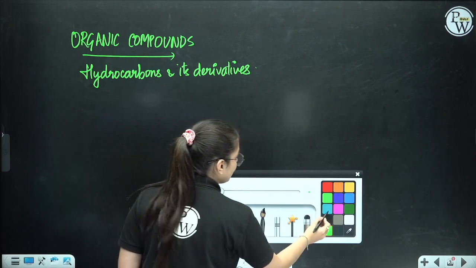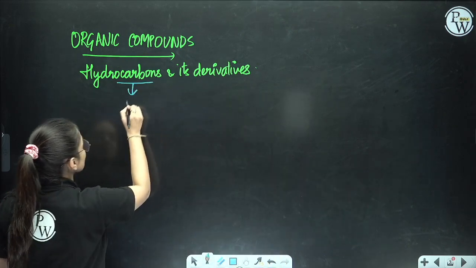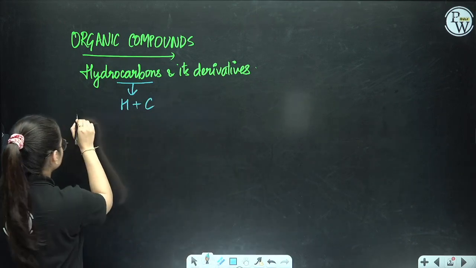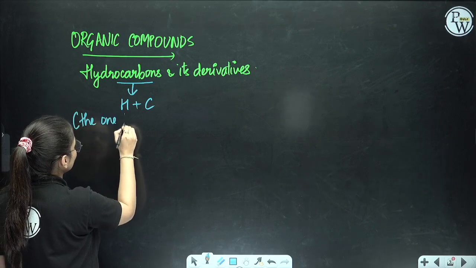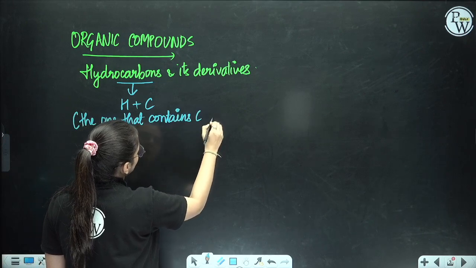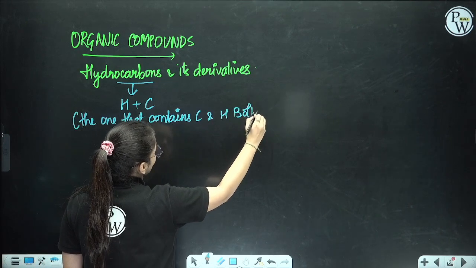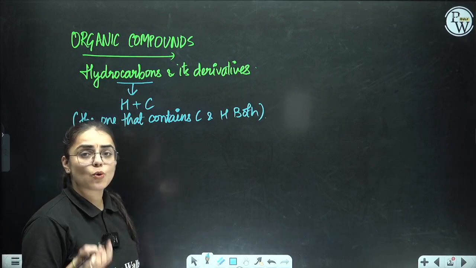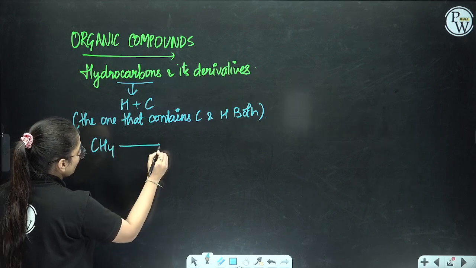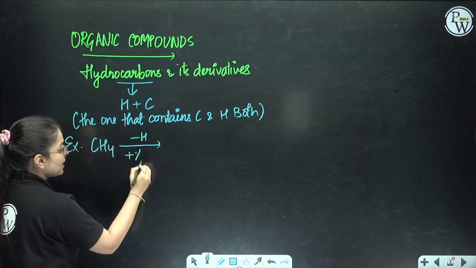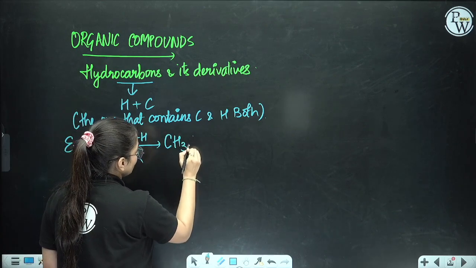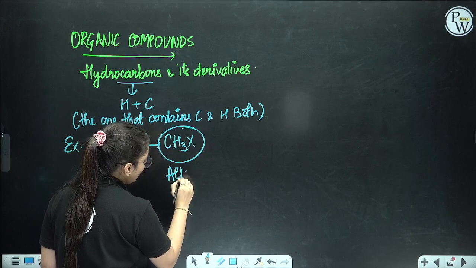Now, let me tell you what hydrocarbons are. The ones that contain carbon and hydrogen both are your hydrocarbons. And what is a derivative? Let's take a general example of CH4. If I remove one hydrogen and add something else, let's say I'm adding a halogen, this creates CH3X, which is your alkyl halide.